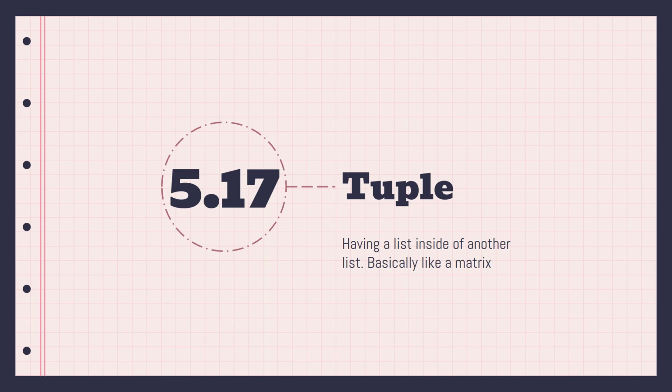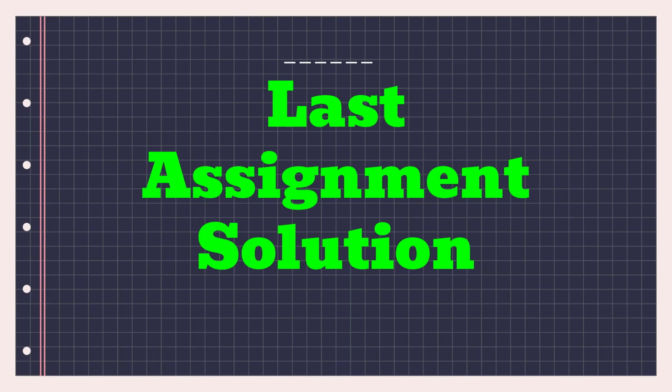And like lists, tuples are data structures in Python, but they are immutable, meaning that you can't change the elements of a tuple once the tuple is created. That's it. So once you create a tuple, you can't modify or update its elements. It is what we call immutable in Python. In this video we're going to be looking at tuples and immutability and all that stuff. But first, let's find the solution for the last assignment that I gave you guys.